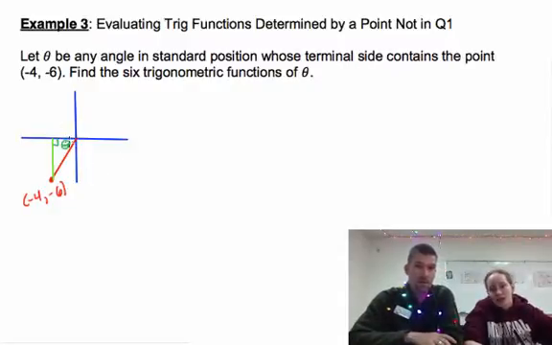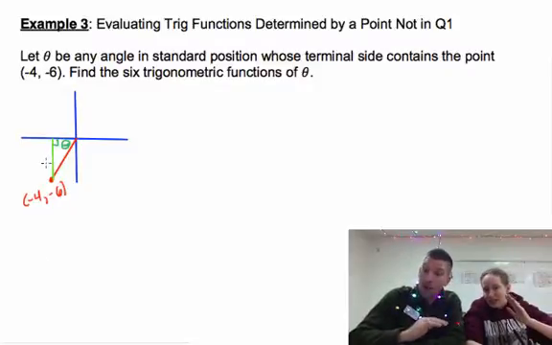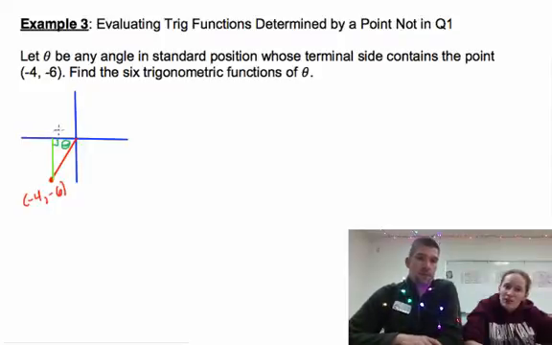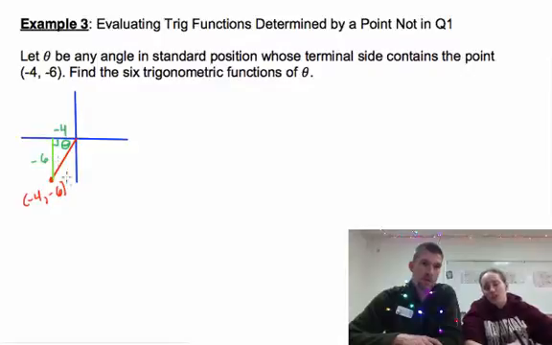So theta is right here. It's this angle that is closest to the origin between the hypotenuse and the x-axis. The x-axis and the hypotenuse, every time. And then the -4 is our adjacent side. The -6 is our opposite side.